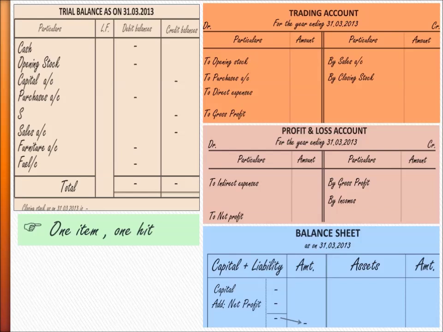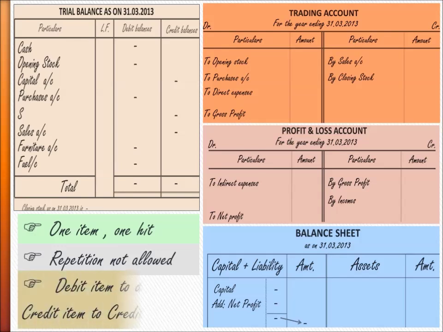Secondly, you cannot repeat an item. For example, you are taking some item from the trial balance. You cannot take it twice, meaning the same item going to the trading account and also to the balance sheet, etc. It's not possible. And number 3, a debit item will go to the debit side and a credit item will go to the credit side of final accounts. Meaning if you have taken any item from the debit side of the trial balance, it will go to the debit side of the trading account, or the debit side of the profit and loss account, or the debit side of the balance sheet.